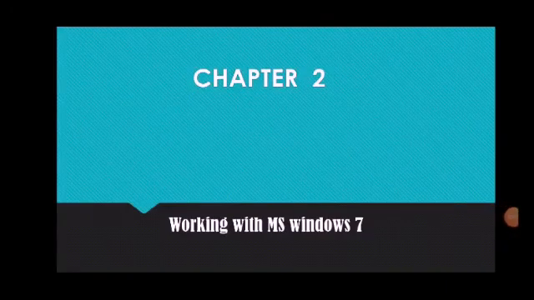Everyone. Today we are going to start our second chapter of computer, working with MS Windows 7. But before starting the chapter, I want to say about Windows. Windows is an operating program or system that controls the operation of the computer. And now you all are familiar with the computer system, I think. So we will learn more about Windows 7 and its functions.